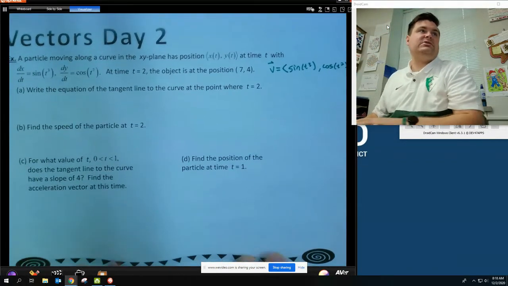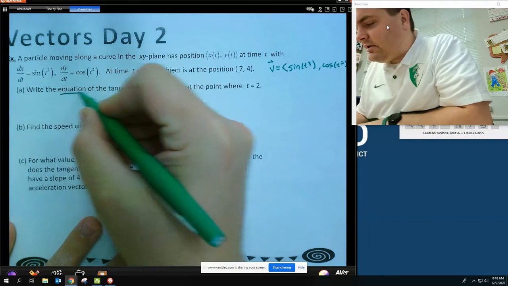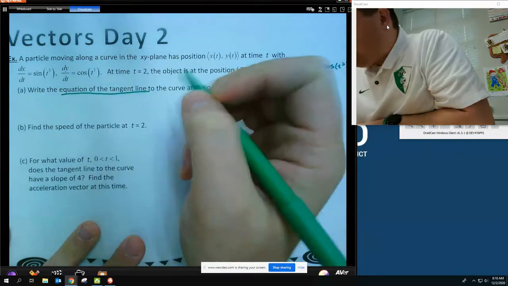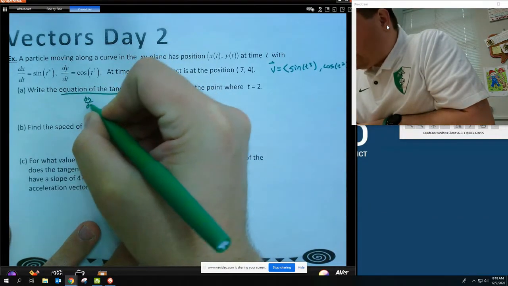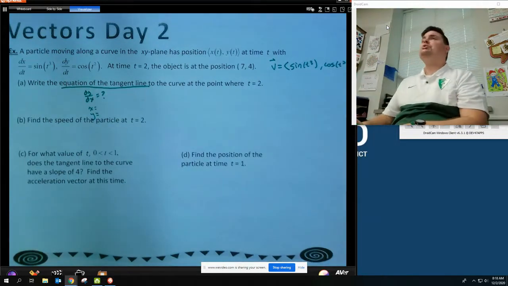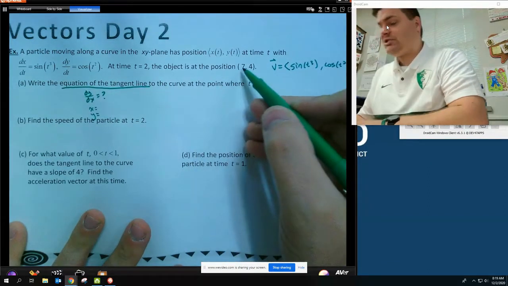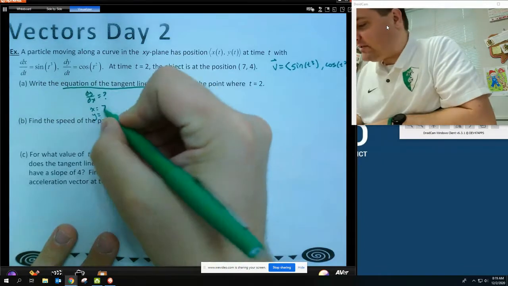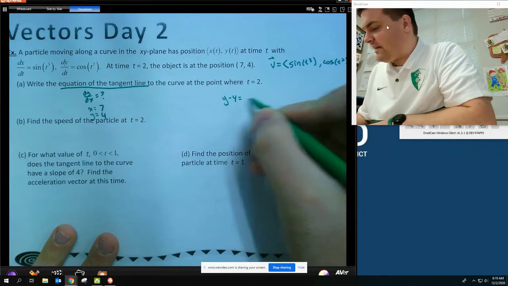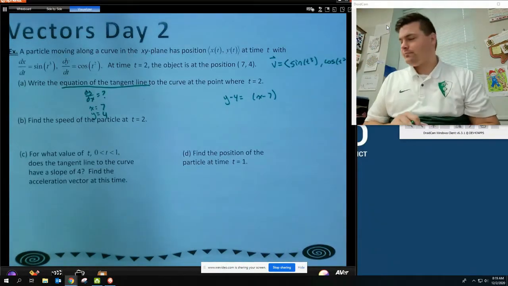It says, write an equation of the tangent line to the curve at the point where t equals 2. So for the tangent line, I need the slope, so I need dy dx, and I need the x value and the y value at t equals 2. What's super nice, people forget about this, is if you read the problem, at 2, I have the position here, which is totally awesome. So x is 7 and y is 4. So essentially, I'm going to be getting y minus 4 equals the slope times x minus 7.